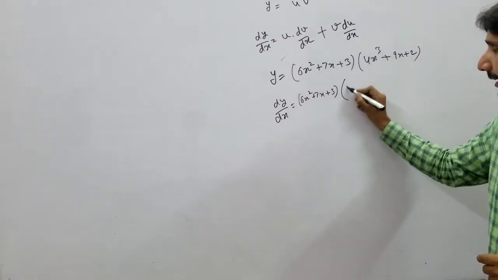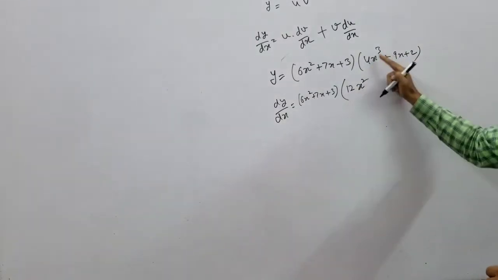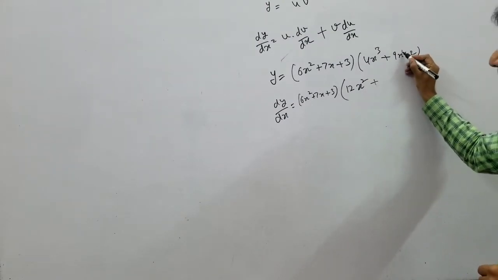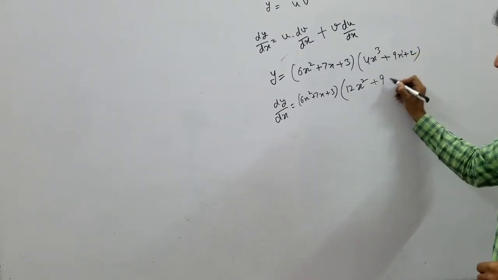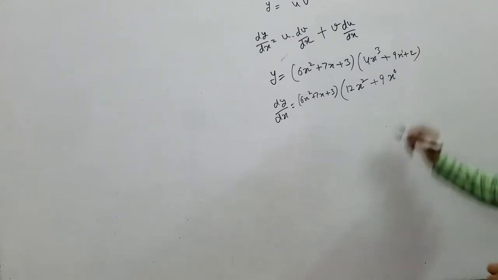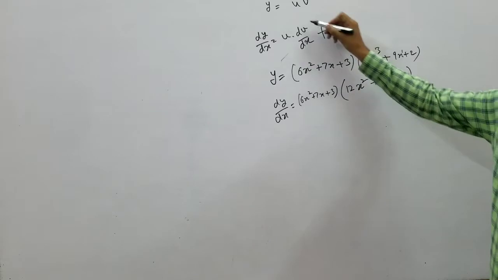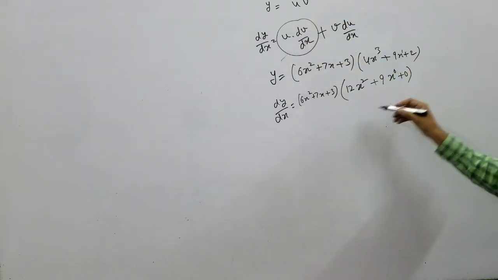3 into 4 is 12. It was 3, it becomes 2 over here, plus x raised to the power 1. So 1 and 9 get multiplied, 9x raised to the power 0. This is a constant, its differentiation becomes 0. This much part has been solved.